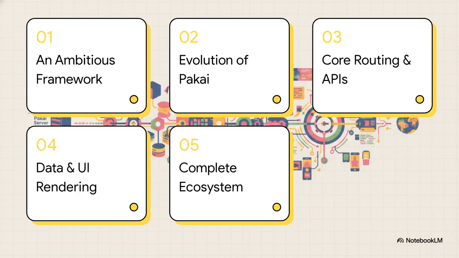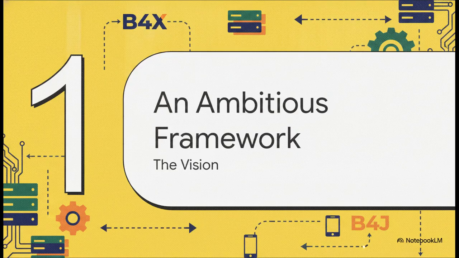To really get a sense of how powerful this toolset has become, here is our roadmap for today. First, an ambitious web framework. Second, the evolution of Pakai Server. Third, core routing and API tools. Fourth, data and UI render libraries. And finally, number 5, the complete ecosystem today. So let's kick things off with Section 1, an ambitious web framework and the vision behind it all.